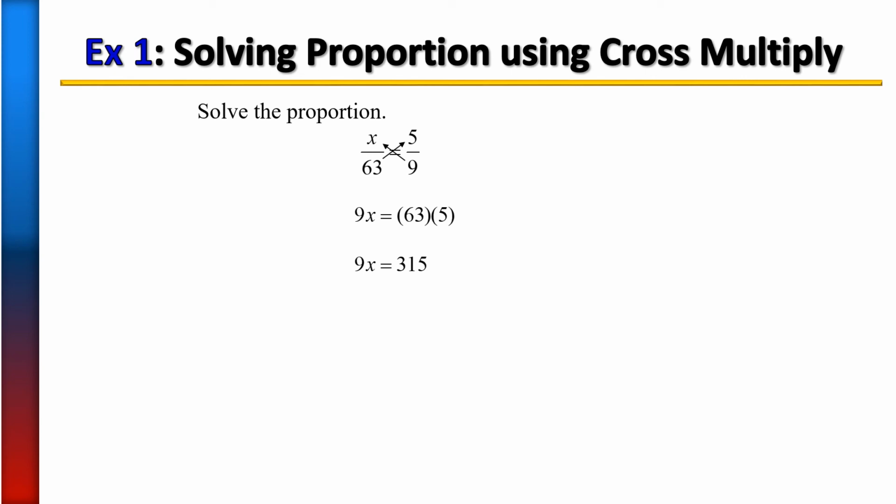If you said divide by 9, that is correct. And recall, whatever you do to one side, you must also do to the other. And what will x equal? Do you have your calculator? You got it. If you said 35, that is correct. X equals 35, and there you have it.